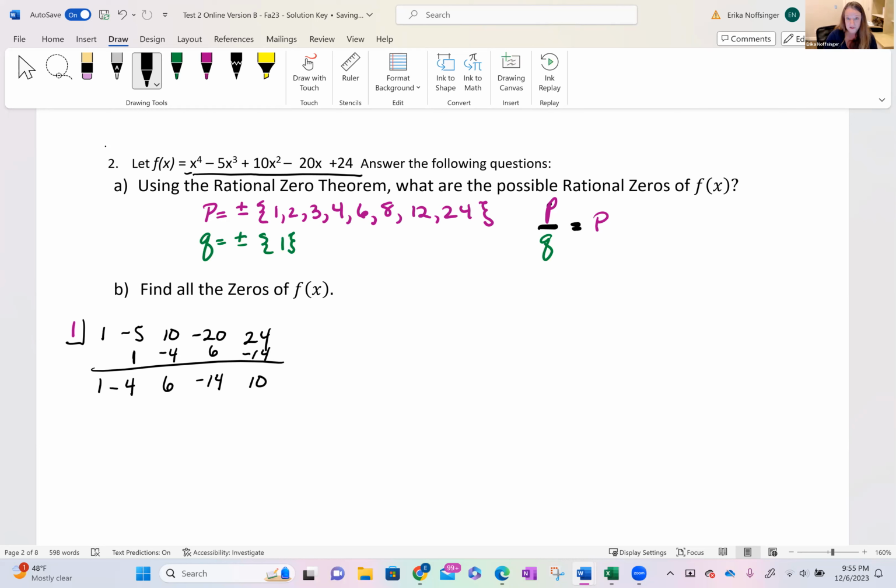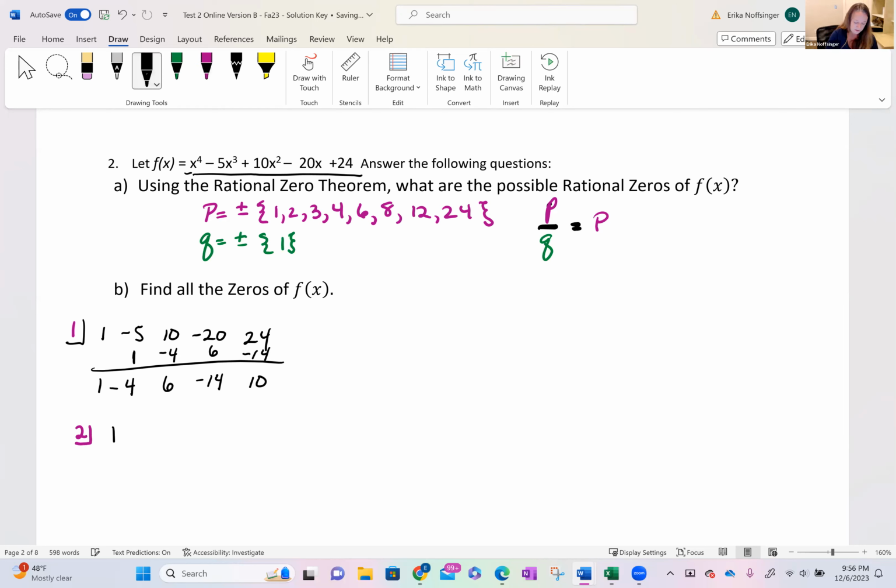Looking at this, I'm also trying to be aware of the upper and lower bound theorem, is what I meant to say. If this was an upper bound, then my bottom row would have been all positive numbers, which it's not. So this is not an upper bound. So I'm going to go to my next number, 2. I'm going to try that.